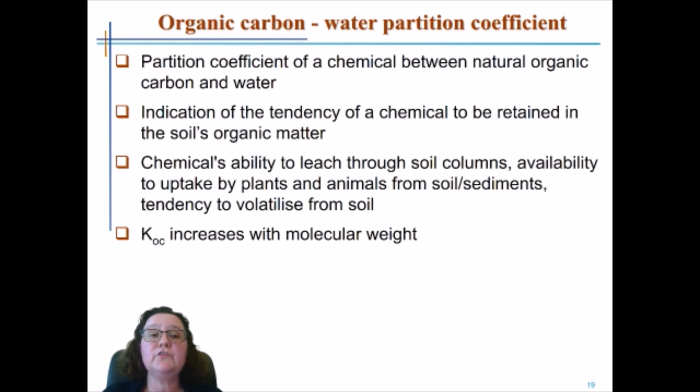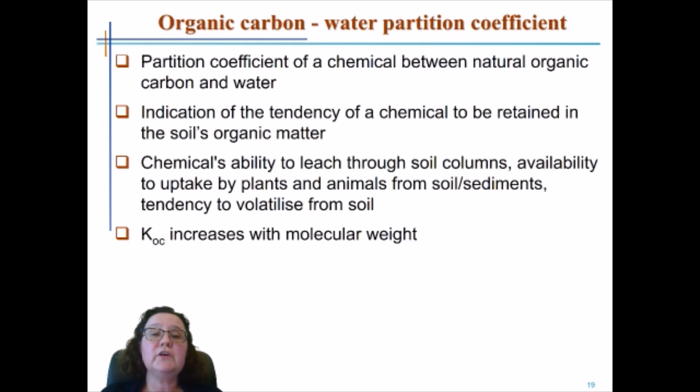Another one that can be quite useful is the organic carbon water partition coefficient, and it tells you how easy it is for the chemical you're interested in to be retained in the soil, in the organic matter of the soil. It gives you an indication of the ability of the chemical to leach through the soil and get into the water, and then once it gets into the water, A, to move out of the soil and into a water body, and B, to be uptaken by plants and animals from the soil and sediments. The tendency of leaving the soil.